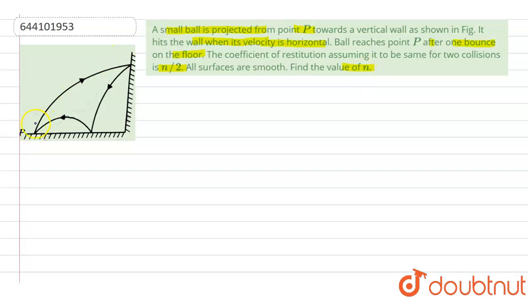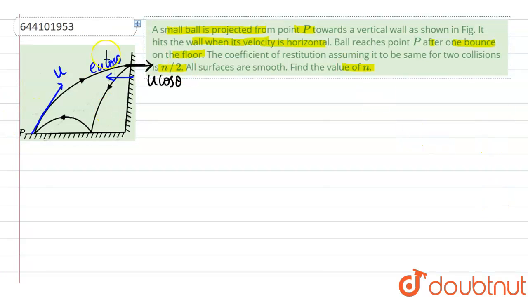So now, let's say we have projected the ball with some initial velocity u. At this point, as the velocity is becoming horizontal, it will be nothing but u cos theta. Now, after bouncing, it will be equal to, in the opposite direction, e u cos theta. So we can find out the vertical component of the velocity. Therefore, we know that if the velocity is horizontal at the final point, that means the ball is at maximum height from its position.